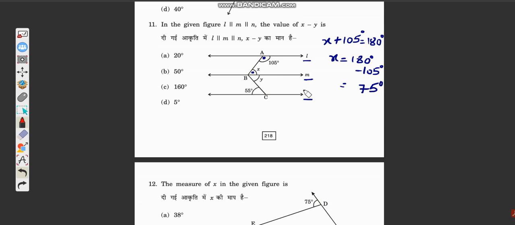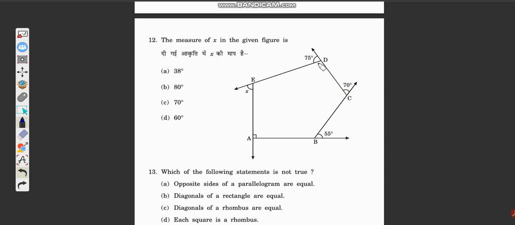Now check the M and N lines. For this, BC is the transversal. Then this angle and this angle are alternate interior angles. Just now we discussed that above. These alternate interior angles are equal. So very clearly y equal to 55 degrees. Now the question is actually what is x minus y. So 75 minus 55 is 20 degrees.